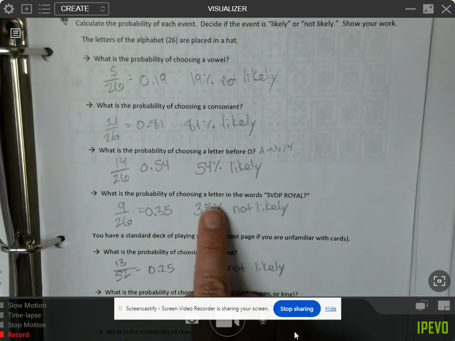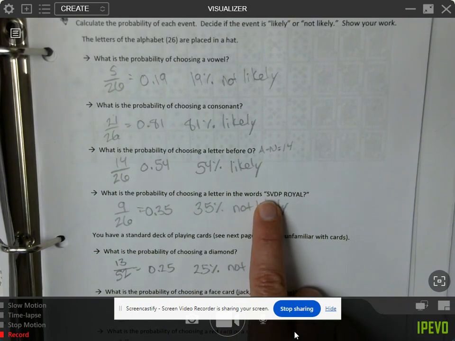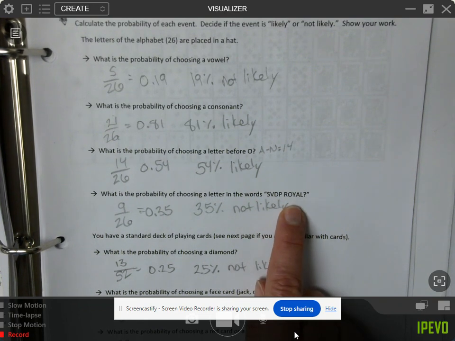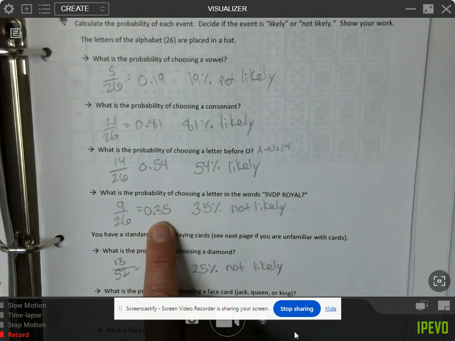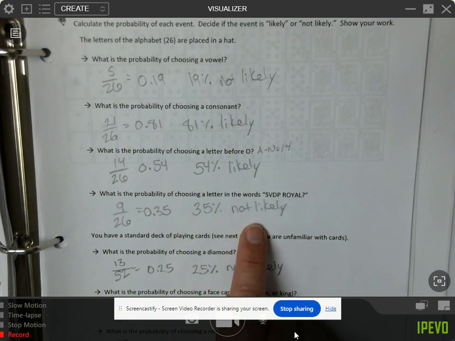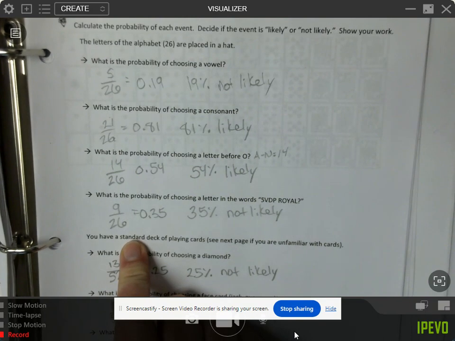What is the probability of choosing a letter in the words SVDP Royal? And we can see there are 1, 2, 3, 4, 5, 6, 7, 8, 9 letters, and none of them are repeats. You have to be careful. If there is a repeated letter, you can only count it once. But he did not repeat any of these letters, so there was 9 out of 26, which is 0.35, which is 35%. 35% is not likely to happen. Any questions on our alphabet problems? Show me your thumbs. How'd you do on the alphabet?